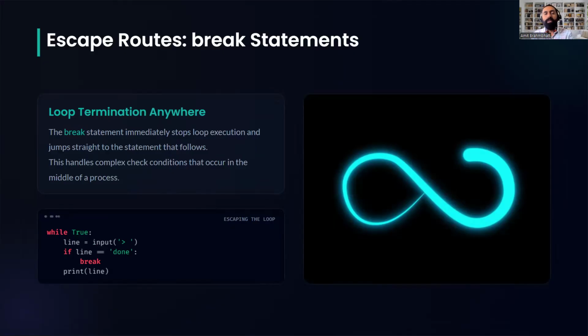Sometimes you need to exit a loop immediately, regardless of the loop condition. For this, we use a break statement. When Python hits a break, it halts the loop execution instantly and jumps to the first unindented statement outside the loop. Look at the terminal example. By using while True, we create a loop that runs indefinitely until the user types the exact string done. This is a highly useful pattern for processing interactive user inputs.